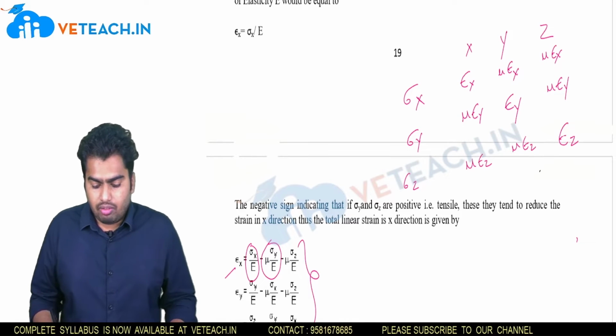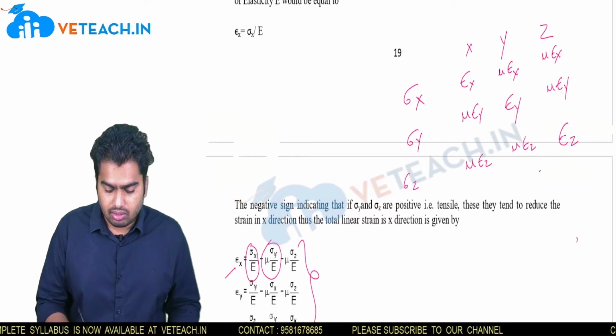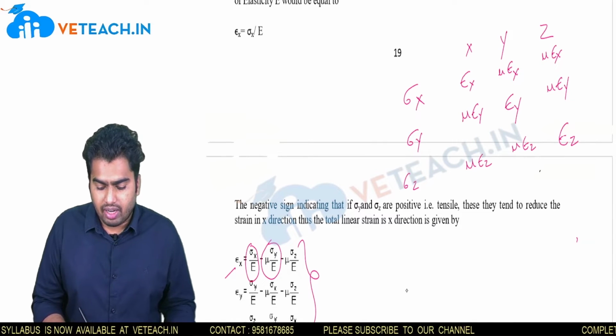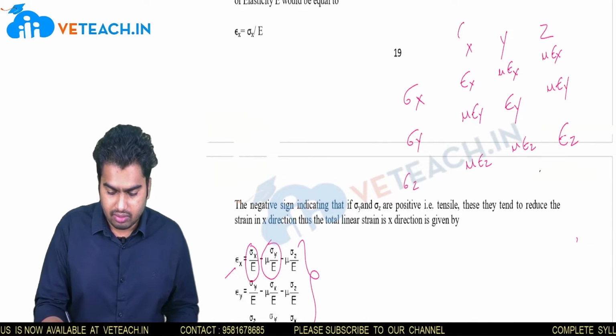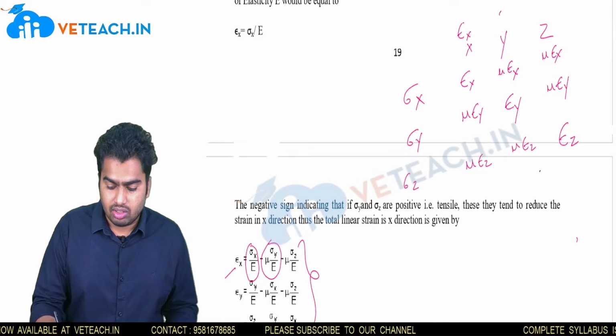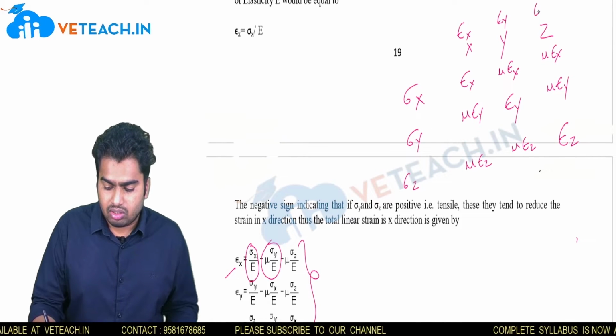So how do we write this now? I want to find the strain in x direction. So this is the strain in x direction, this is the strain in y direction, and this is the strain in z direction.